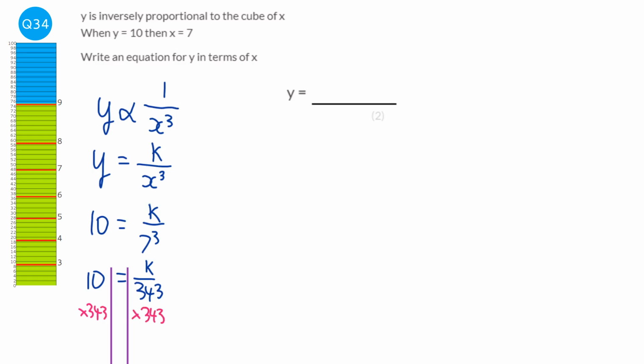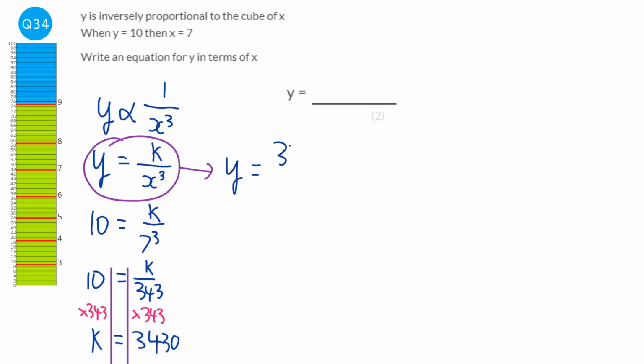And I'm just going to swap them around just to give myself a bit more space. And we're going to have k on the left hand side here. So that'd be 3,430. So k is 3,430. So what I'm going to do is just rewrite this equation here. But we know what k is now, so it's y equals 3,430 over x cubed, and that actually is our answer.